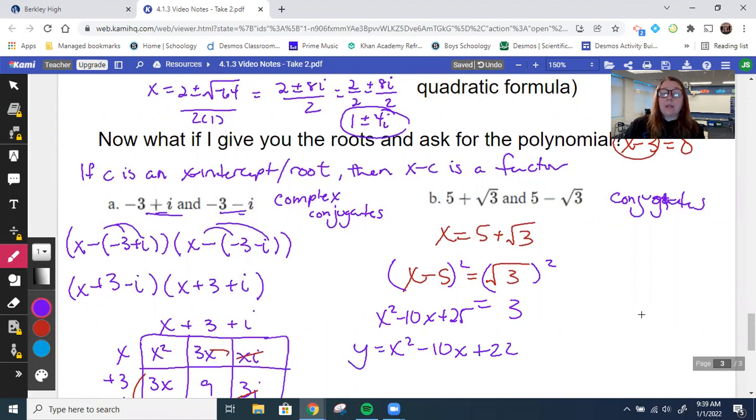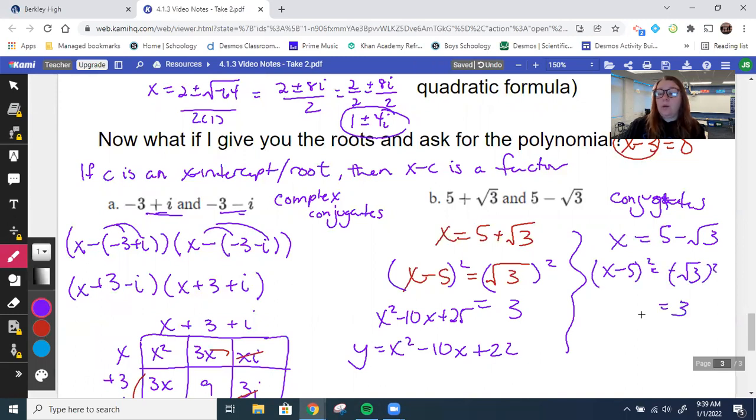All right, and same as with the complex, it wouldn't matter which one you picked. If you're like, well, I didn't do anything with the other one, because they're conjugates, it doesn't matter, because right here, when you square, you're going to get a 3 here, you're going to get the exact same thing. Okay, so I don't need to do it twice, I get the same thing. So here is my answer.